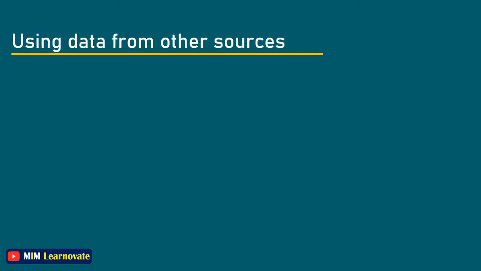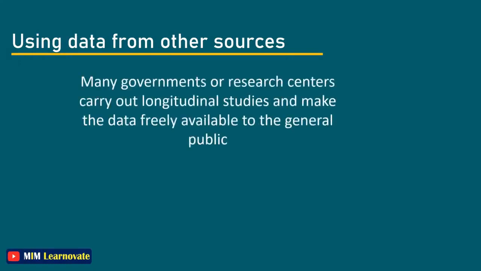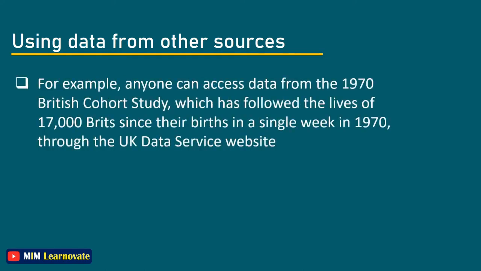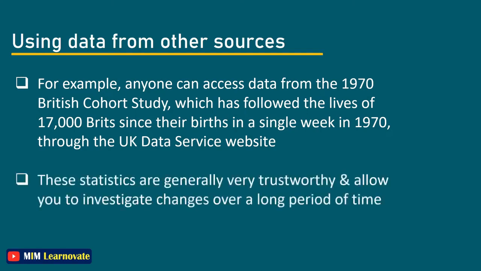Using data from other sources. Many governments or research centers carry out longitudinal studies and make the data freely available to the general public. For example, anyone can access data from the 1970 British Cohort Study, which has followed the lives of 17,000 Brits since their birth, in a single week in 1970, through the UK Data Service website. These statistics are generally very trustworthy and allow you to investigate changes over a longer period of time.